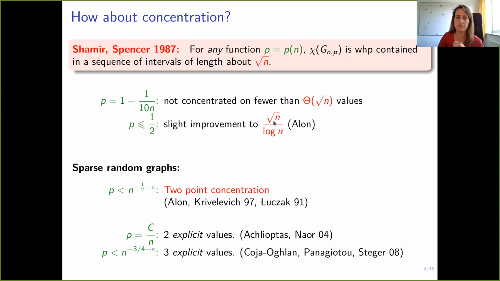So we have a very general result, root n, which can only be improved slightly for G(n,1/2). But if the random graph is sparse, we have very, very sharp concentration. What we didn't have until very recently was any sort of non-trivial case where we knew two-point concentration doesn't hold.